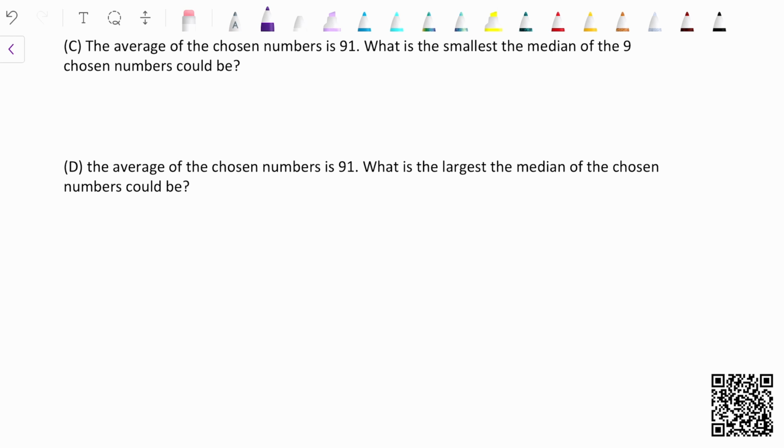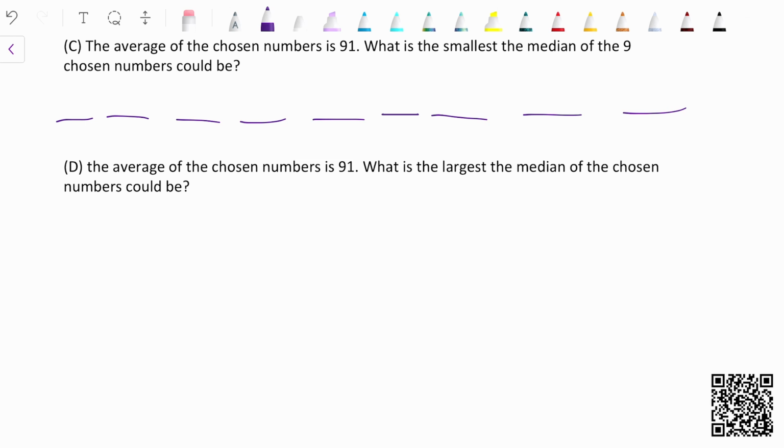C, the average of the chosen numbers is 91. This time it has changed to average. Do not forget that. What is the smallest the median of the 9 chosen numbers could be? Okay, so this problem, 1, 2, 3, 4, 5, 6, 7, 8, 9. I need to add a gap in between these two, or else they look like one thing. So we don't actually know the median in this case. However, it has told us that the average of the chosen numbers is 91.